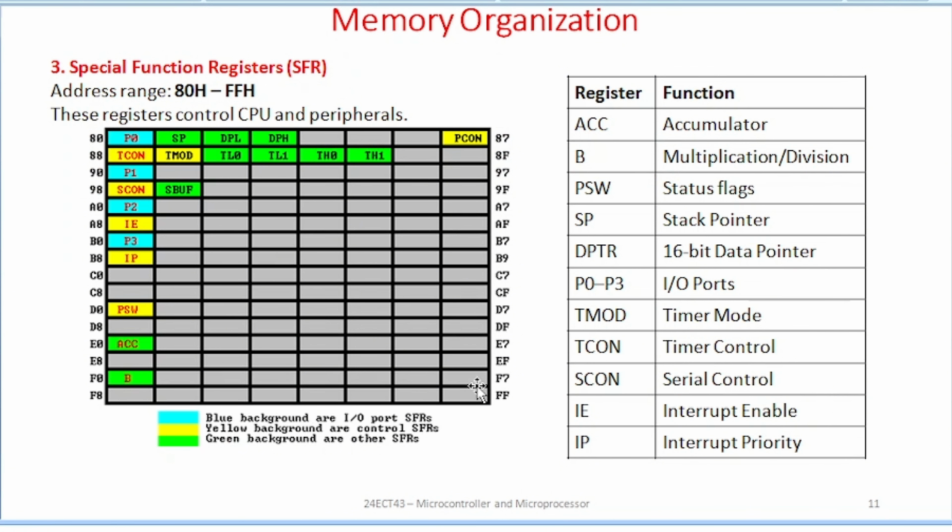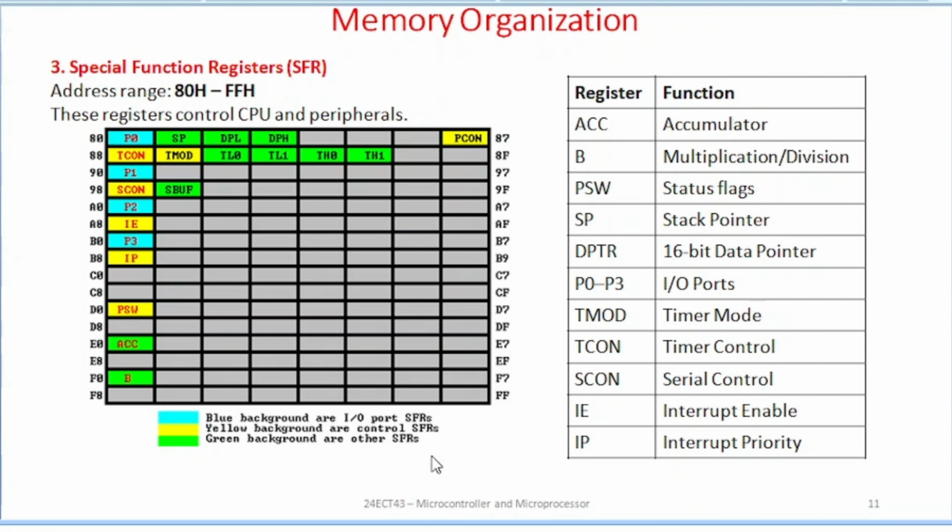In this one, the blue shaded locations are for the port 0, port 1, port 2, and port 3 registers. And the yellow shaded registers are control and status registers. PCON is for power control, TCON is for timer control, TMOD is for the timer mode register, SCON for the serial control register, IE for interrupt enable, IP for interrupt priority, and PSW for program status, that is the flag register.